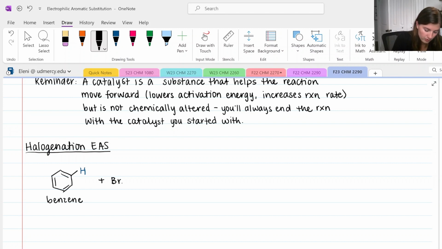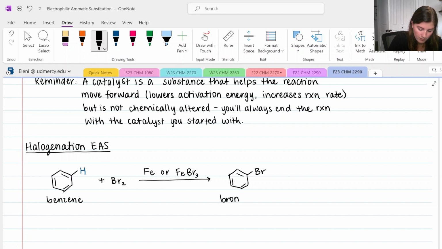We add Br2. Now, Br2 is a stable molecule. It's not reactive enough to react directly with benzene. And so that's why we need a metal catalyst to make bromine a better electrophile. Scientists use iron or iron tribromide. With one of the catalysts present, we end with bromobenzene. And then a byproduct is HBr.